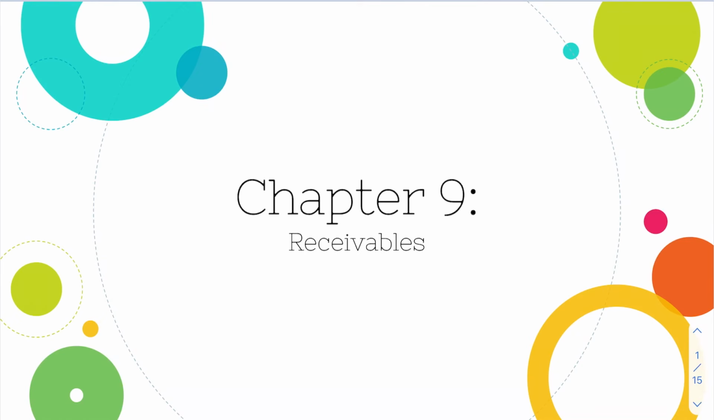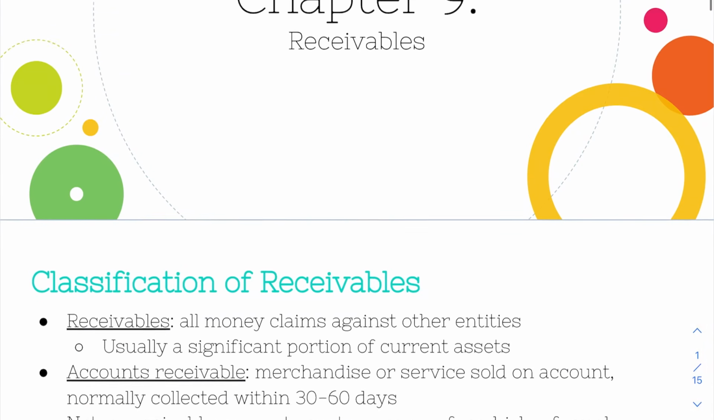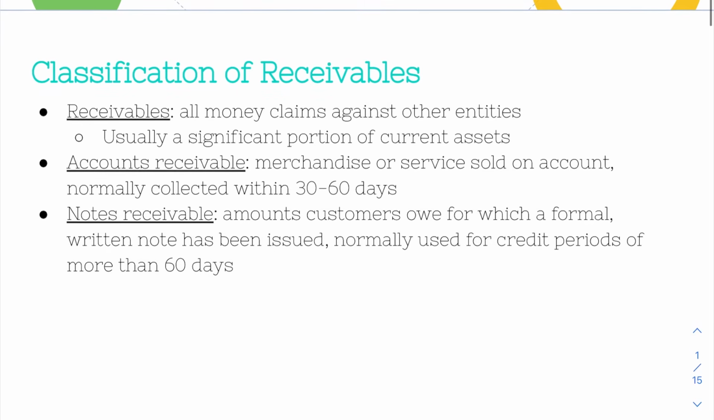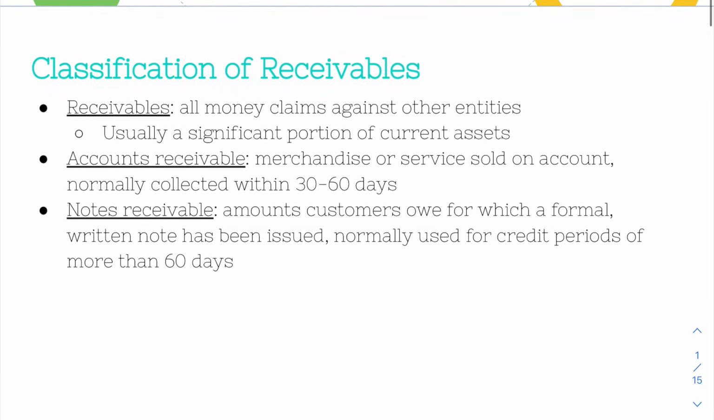Chapter 9 is all about receivables. We've been over it before, but just as a little refresher, receivables are all money claims against other entities, and they usually make up a significant portion of current assets. So you're already familiar with accounts receivables, which is what happens when merchandise or a service is sold on account. And these are normally collected within 30 to 60 days.